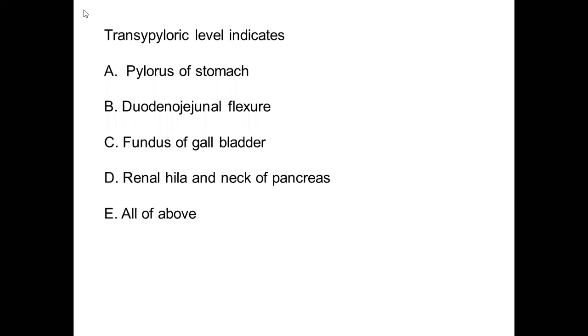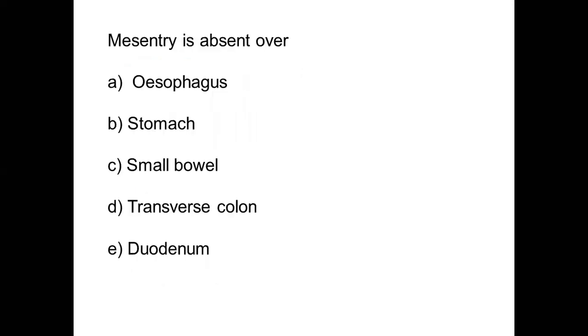Okay. Rubina, will you take the next one also? Yes, ma'am. Okay. Mesentery is absent over the esophagus, stomach, small bowel, transverse colon, duodenum.